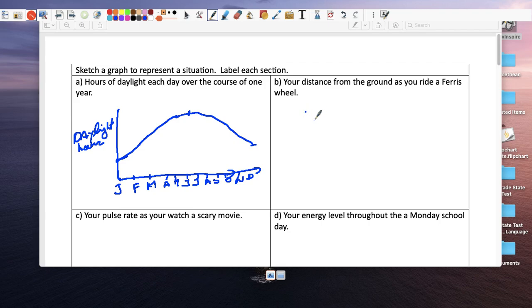This is the ground as you ride a Ferris wheel. I'm going to write the distance on the ground as you go on the Ferris wheel. So first of all, the moment you get in, your distance is right here, right? You're sitting on that little chair, and you're this much off from the ground.